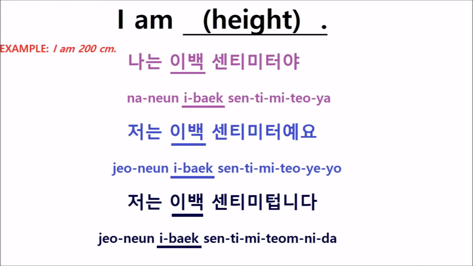And let's say our height. This is another one that requires a counter, and that counter is centimeters. Here we go. Casual. 너는 200cm야. Polite. 저는 200cm예요. Formal. 저는 200cm입니다.